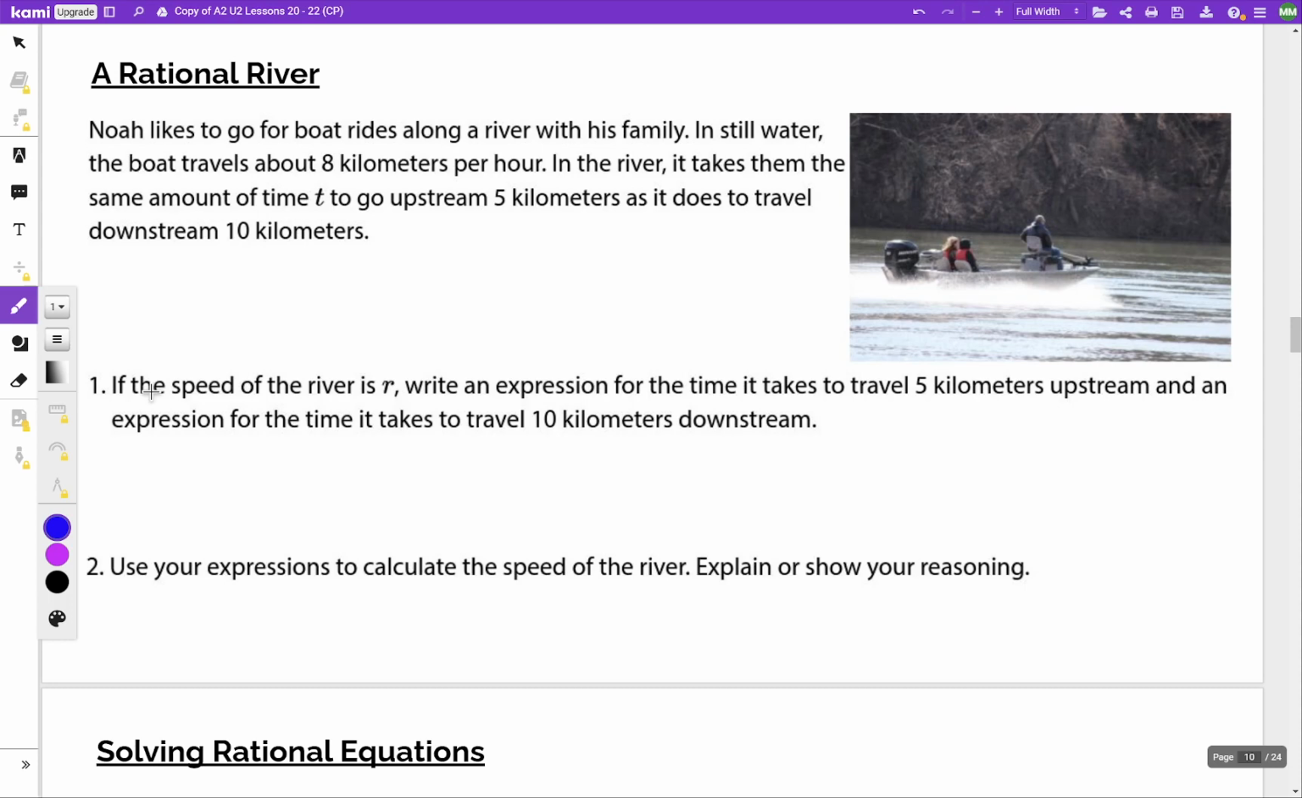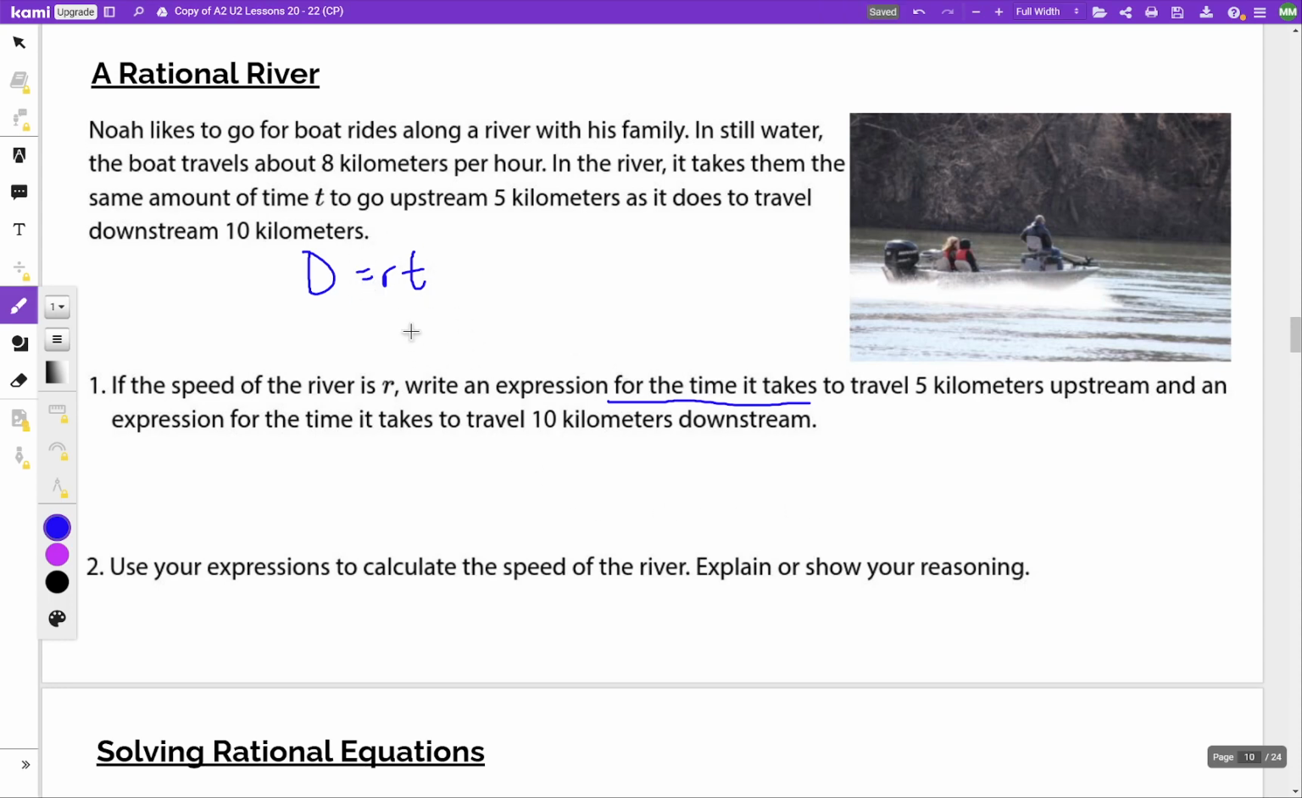How do we do that one? So an expression for the time it takes to travel 5 kilometers upstream. We need some sort of relationship here. We're solving for time, and 5 kilometers sounds like a distance. And we have a rate, don't we? We have a rate the boat travels. So this sounds like a situation where we need our good old friend d equals rate times time. However, we're writing an expression for the time it takes. So shouldn't we solve this equation for t?